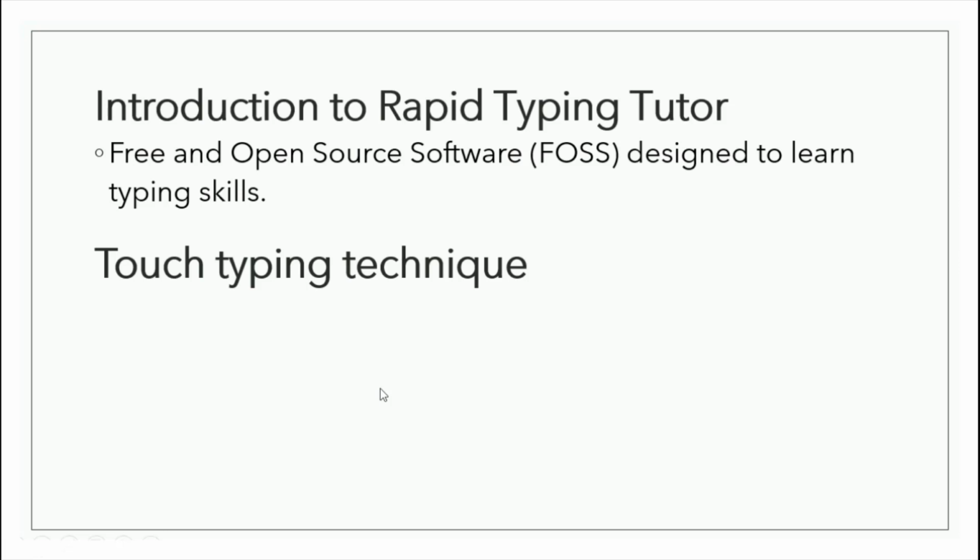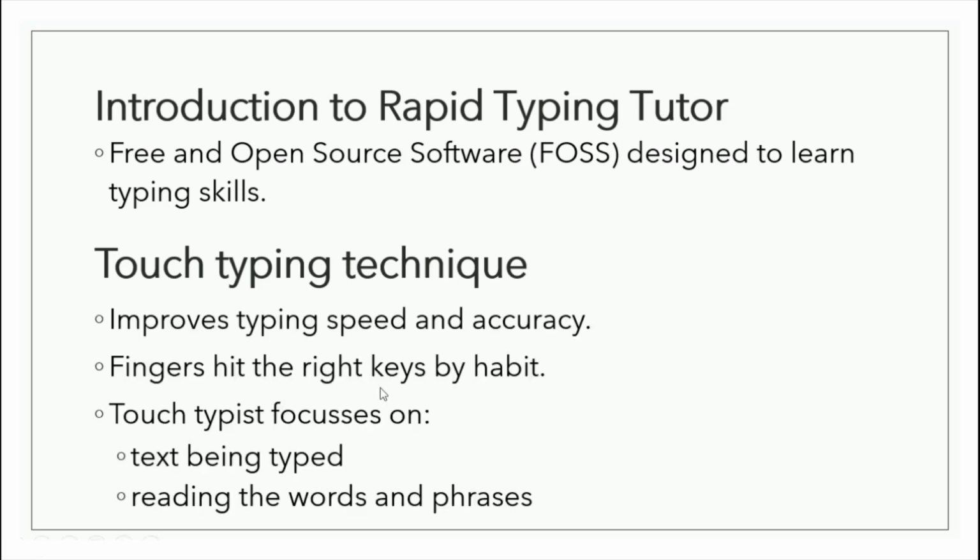Next is the touch typing technique. This technique improves typing speed and accuracy. And how does it improve speed and accuracy? Because by habit, the touch typist hits the right key without looking at the key or the keyboard. The touch typist focuses on the text being typed, reading the words and phrases. Moving on to the next, children.